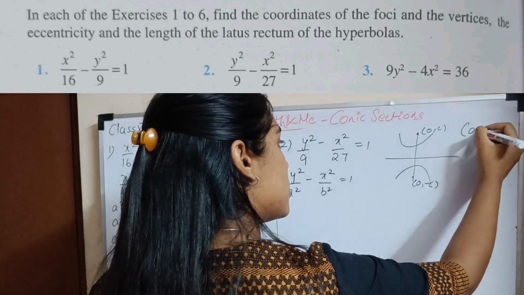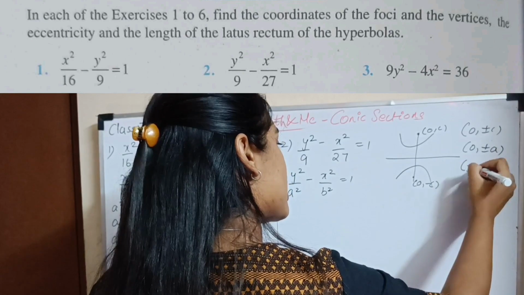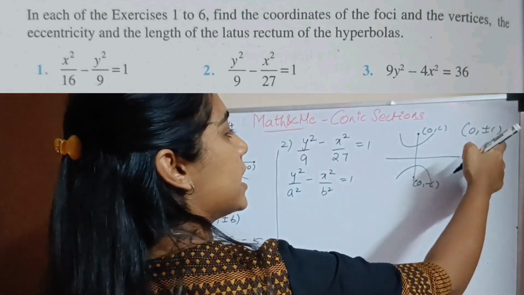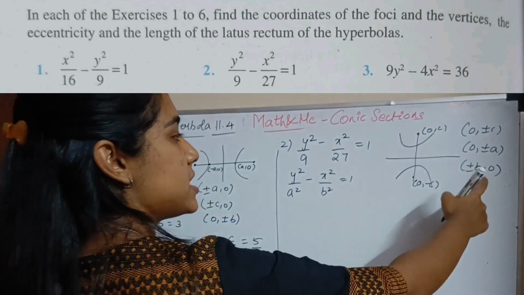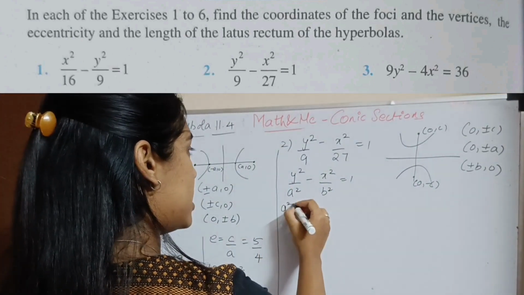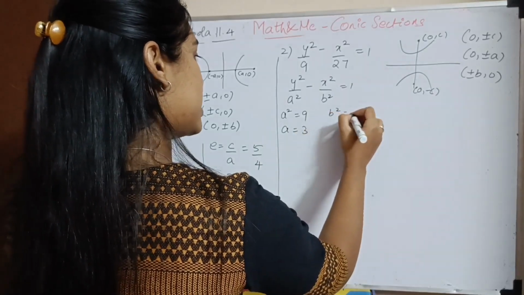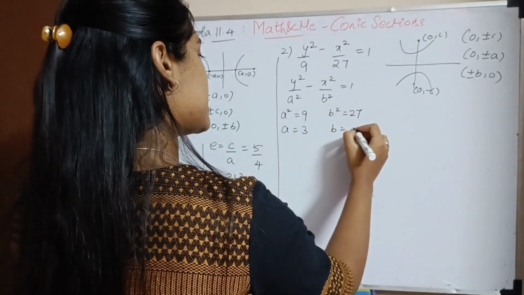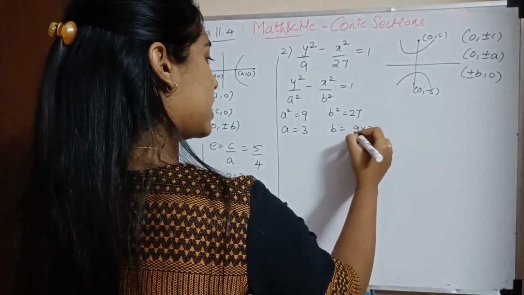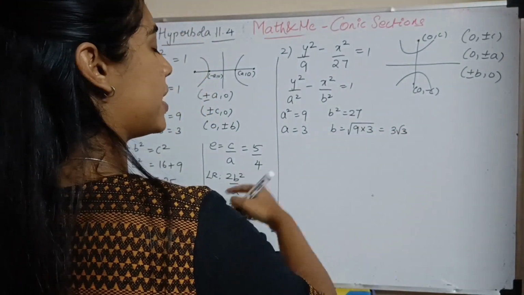So how is it? 0 comma plus or minus c, 0 comma plus or minus a, plus or minus b comma 0. A and C, they lie on the same axis. B lies on a different axis. Okay. So what are the values of A? A square is 9. A equals 3. B square is 27. B equals root of 9 times 3. What a square root. So I'll be left with 3 root 3. So these are my values of A and B.